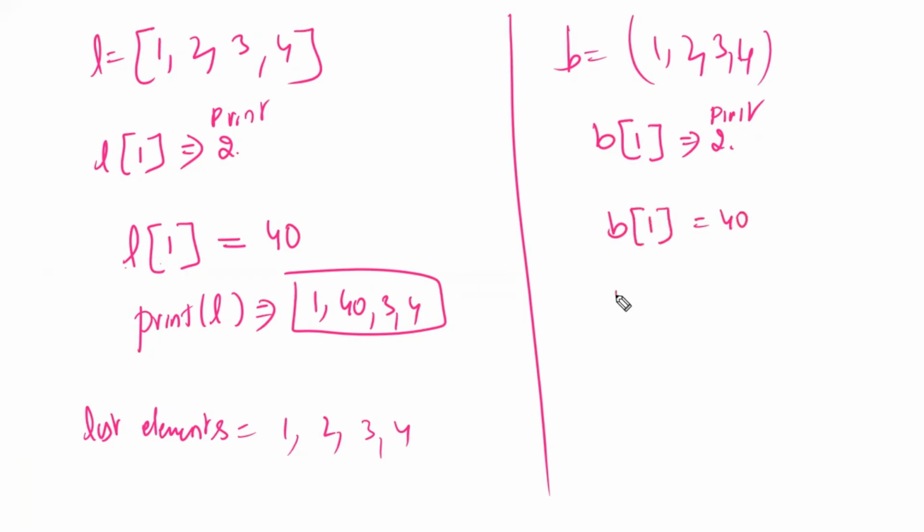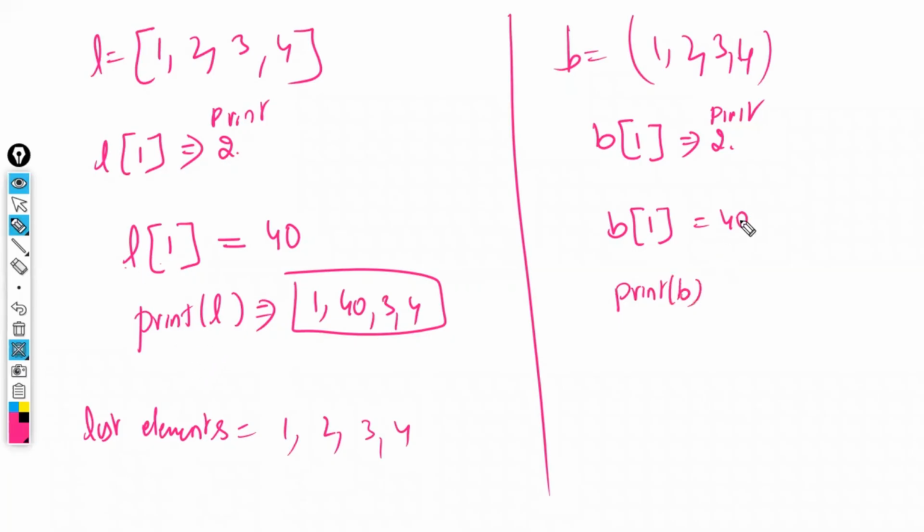Now the same thing, B of 1 is equal to 40. If you write like this, and print B, with the same 2 lines of code, whatever you have written here, the same thing I'm writing. First, this will throw the error. Items cannot be assigned, because B of 1 is 2, which is a tuple element. Here the 2 is a tuple element. Here the 2 is a list element. That is the difference between both of them.